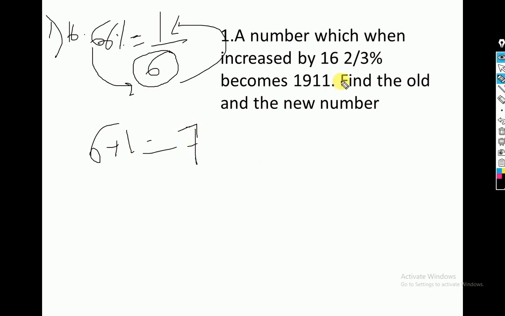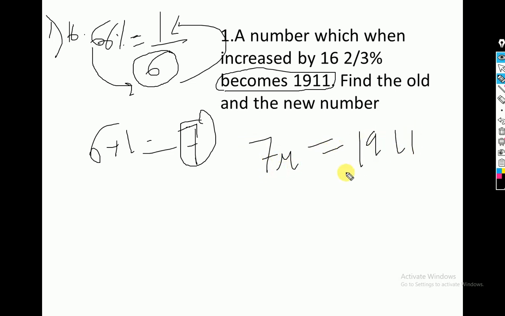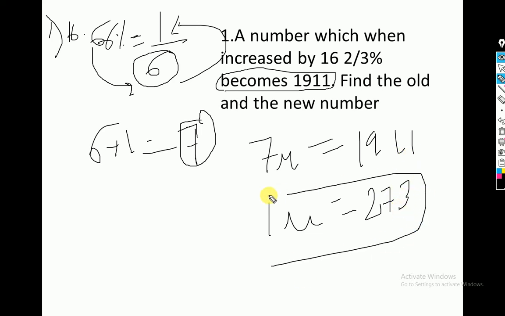So the question says that it becomes 1911. So what we can do is equate 7 and 1911. So if 7 units equals 1911, then 1 unit will equal how much? 7 times 273 is 1911. 1 unit will be equivalent to 273.